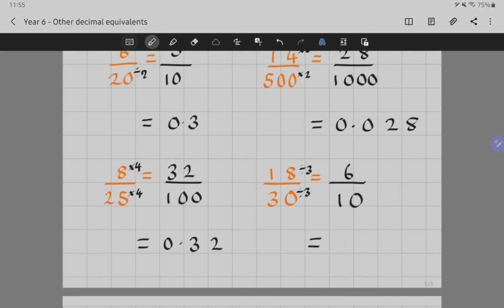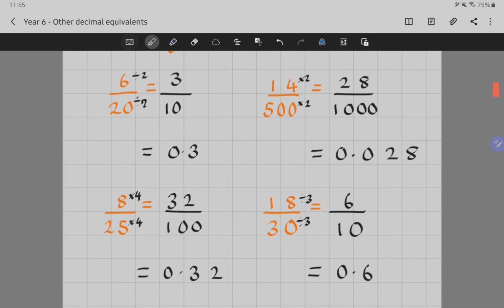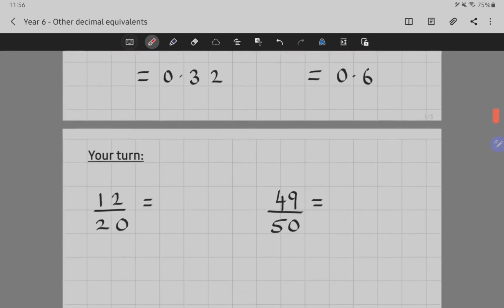I can now convert it into my decimal, 0.6. Okay, so as you can see, I've still got to use my knowledge of equivalent fractions here in order to make it so that my denominators are 10, 100 or 1,000, because then it's easy to convert into my decimals.